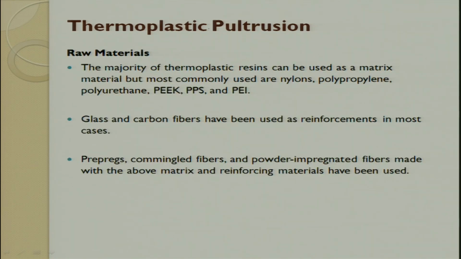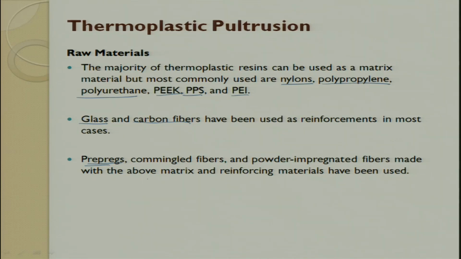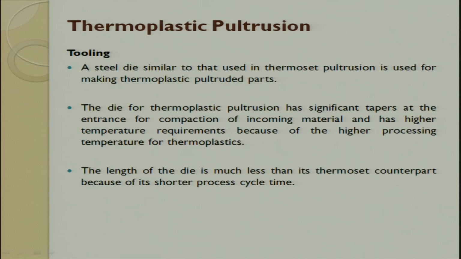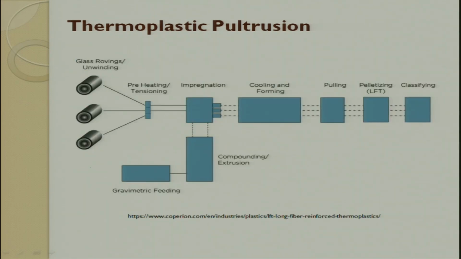So, the raw materials, as I have told earlier, can be nylon, PP, PEEK, polyurethane, PPS and PEI. The glass fibers, so here you will not use a mat. So, you will use long lengthy fibers. So, glass fibers and carbon fibers are used to a large extent. The prepregs are also available today, and powder impregnated fibers are also available today for certain applications. So, raw materials along with the reinforcement prepregs. So, what are the toolings? Before getting into toolings, let us look into the process and then get back into toolings.